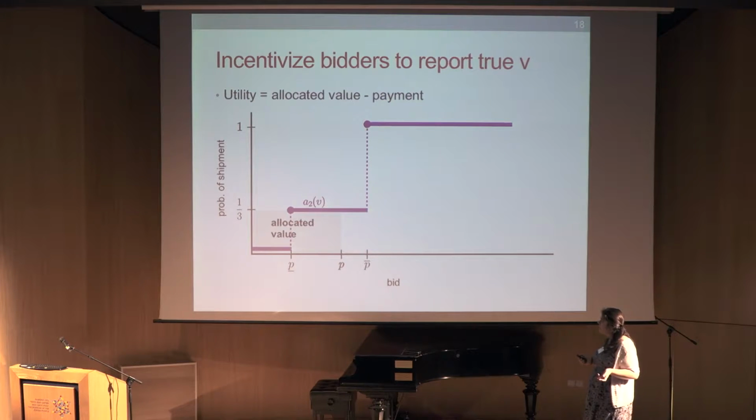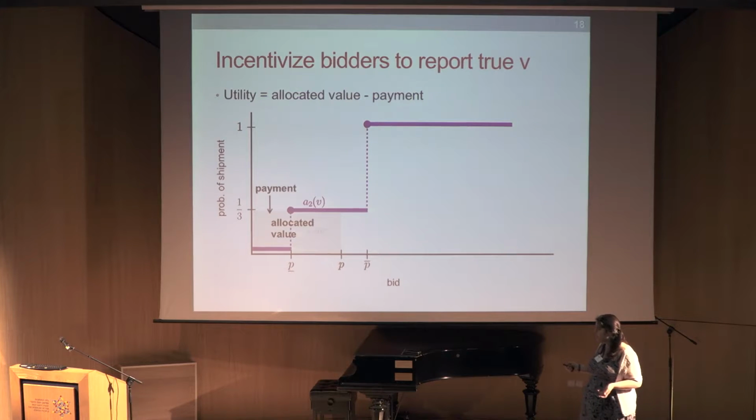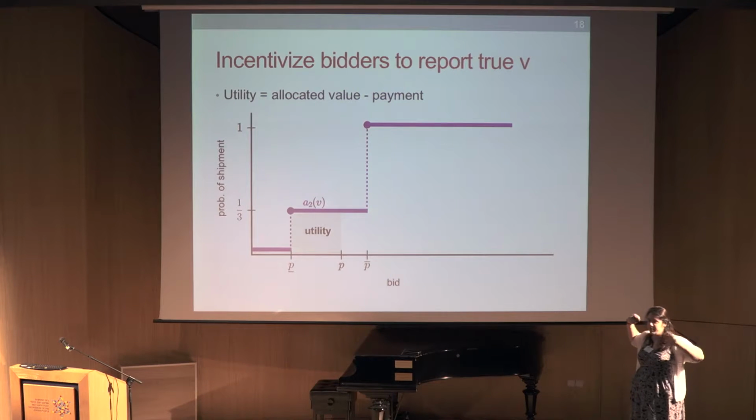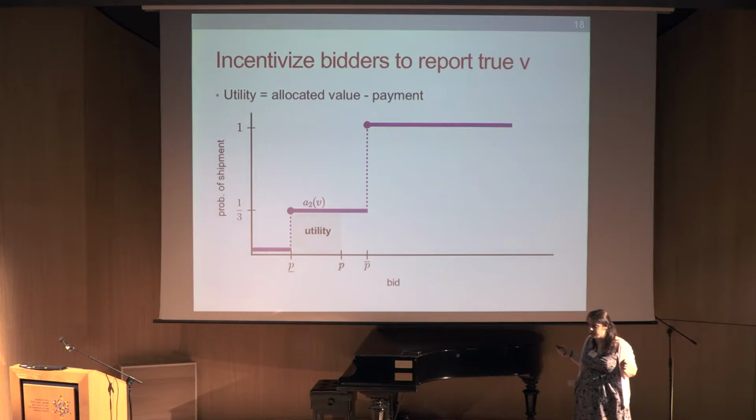Also, your utility is just your allocated value minus payment, where if you bid P and you get served with probability 1/3, your allocated value is 1/3 P for an incentive compatible mechanism. So your bid is your value. Subtracting off payment, that just means that utility is area under the curve. Hopefully this is a refresher. Okay. Takeaway is that from single dimensional theory, we know that your payment and utility are explicitly determined by the allocation rule.